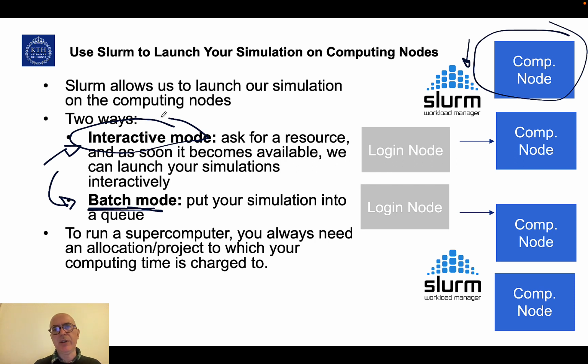Whenever we need a large number of resources, then we need to use the batch mode. So we will need to put our simulation on a queue, and it will be run as soon as these resources are available. We always need an allocation or a project number to run on a supercomputer. So we have an allocation number, a project number, that you will need to use when running a simulation. As a part of this course, I've made an application to get an allocation, and you will need to put this name in your allocation when running the code.